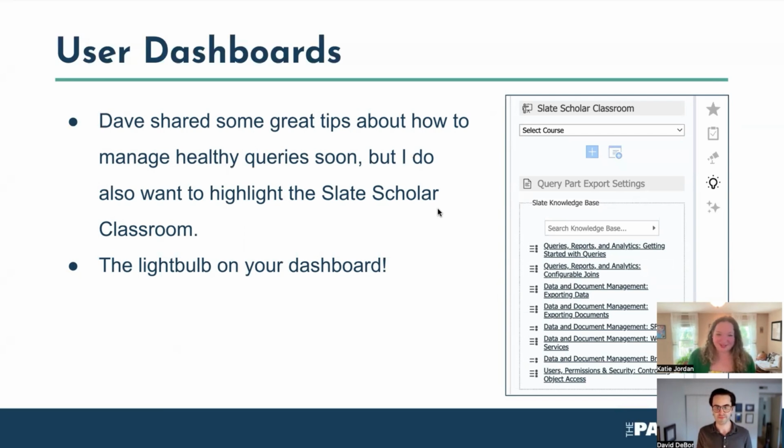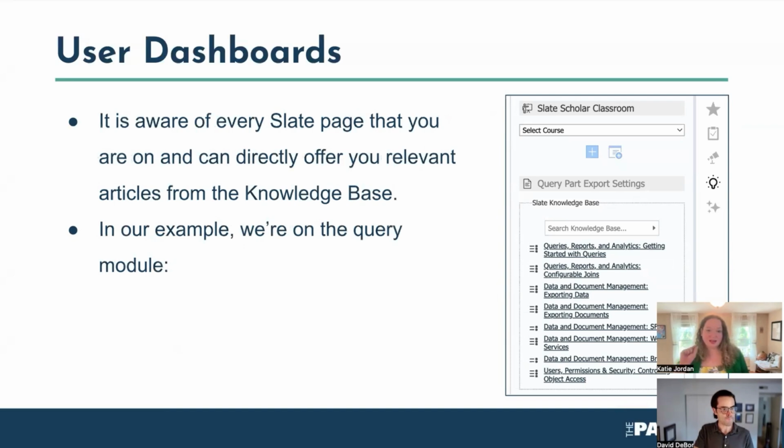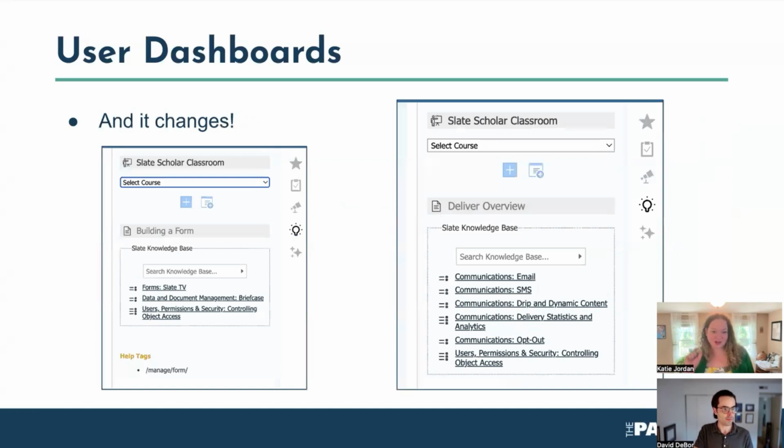But I do want to talk about the Slate Scholar Classroom, which is the light bulb on your dashboard. So right here, I am on the queries page in Slate. It knows that I am on the queries page in Slate, and it offers me immediately relevant knowledge base articles. As we navigate around the Slate instance, it does change. So we can see that I moved to forms, and then on the right, we can see that I moved to the deliver tool.